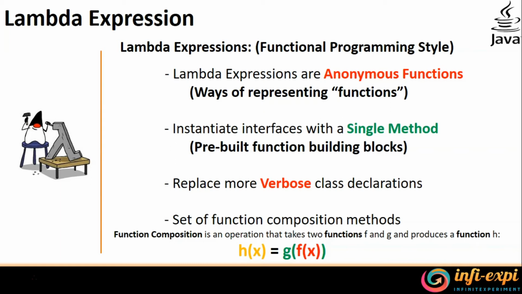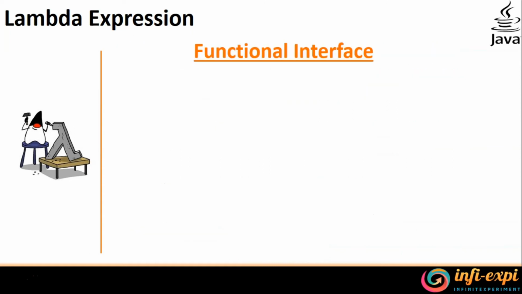And the third characteristic of lambda expression is to replace more verbose class declaration. Unwanted code, redundant code, or even to say boilerplate code can be eliminated when it comes to the anonymous function template. And it also supports function composition. You can keep chaining your anonymous function to any level. We will see more demonstration so that you will understand all these characteristics more vividly.